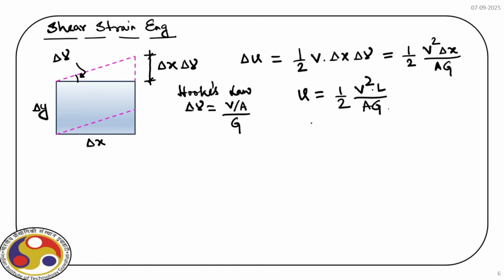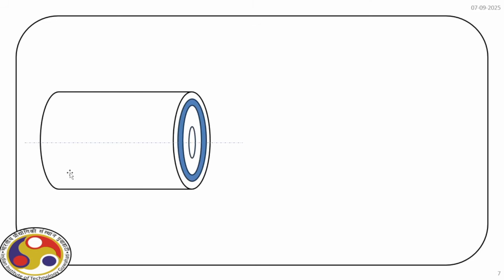Now normally this is very small compared to bending or torsional strain energy, so in normal problems we neglect this. However, we have the expression. If we wish to calculate the strain energy due to shear deformation, we can calculate that using this expression. Now let us define the last one, that is torsional strain energy, before we take some examples.